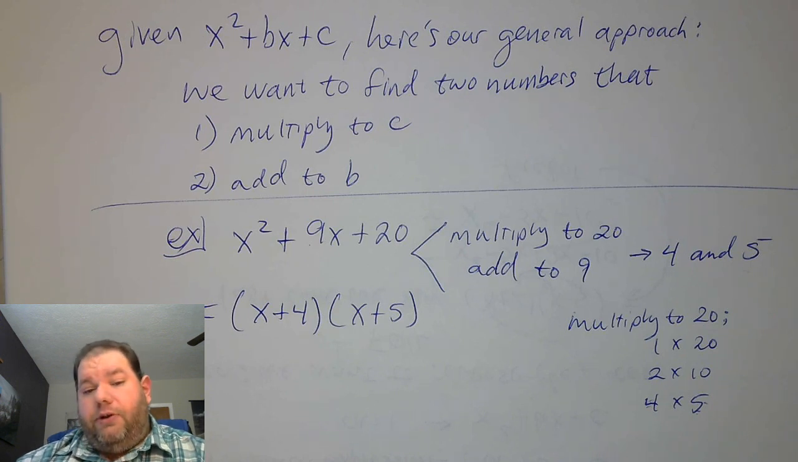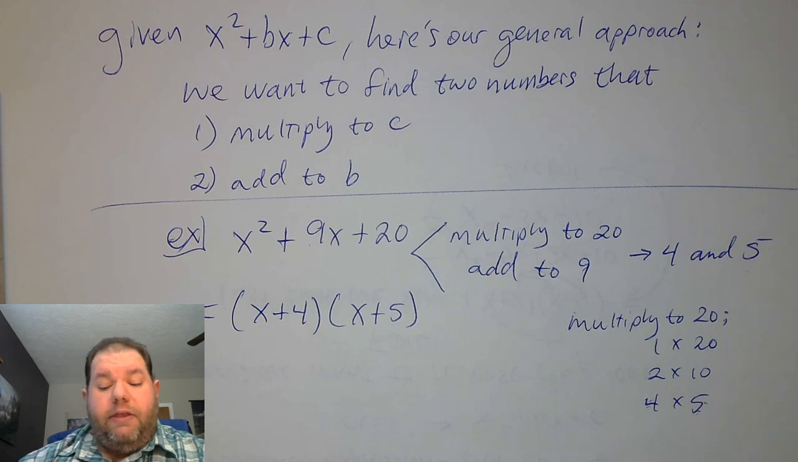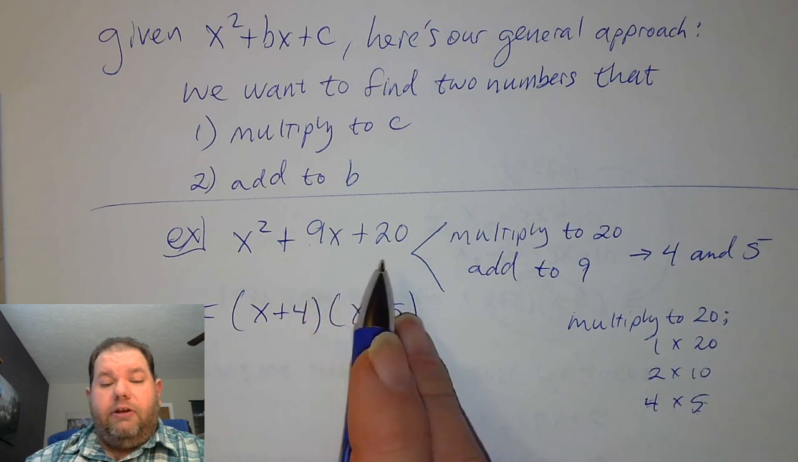And once again, if we want to check our work, we can FOIL these back together and verify that it does equal x squared plus 9x plus 20.